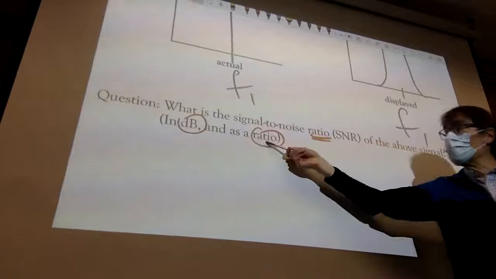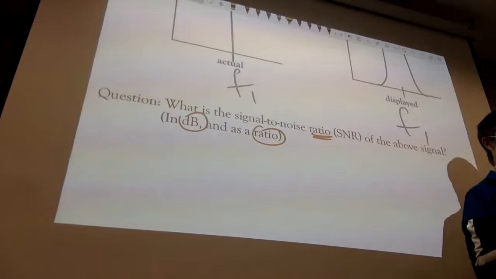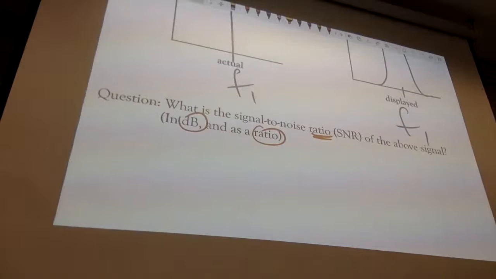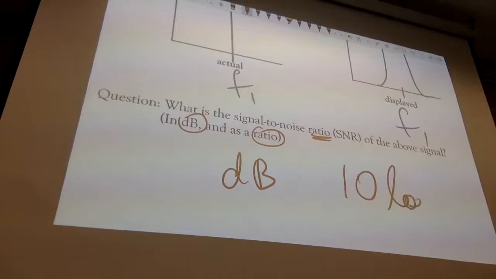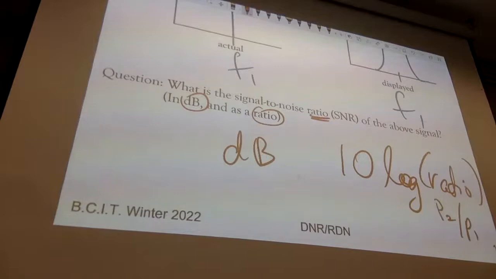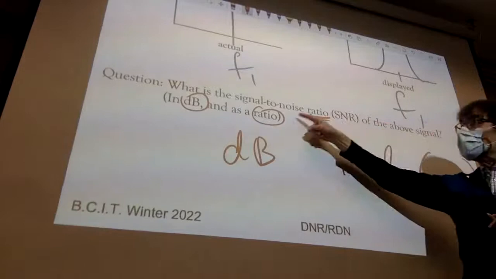Is it fair to ask for the ratio in dB? It's not fair. dB represents a ratio, right? So it is fair. Remember what dB is. Decibels are 10 log of a ratio, the ratio of two powers. So it is fair to ask, tell us the signal to noise ratio in dB. And also, get rid of the 10 log and tell us what the ratio is.